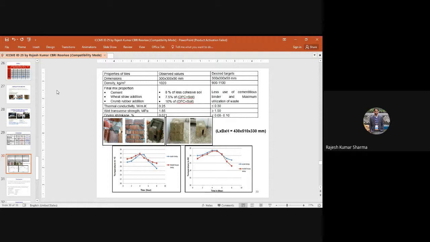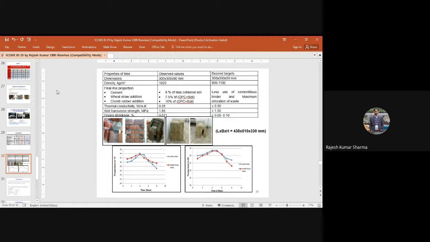This is the final mix proportion. We have used cement up to 8% of cohesionless soil. Wheat straw addition, that is for GA mix, 7.5% of OPC plus soil. Crumb rubber was added at up to 10% of OPC plus soil. By doing this, the K value was 0.25 watt per meter Kelvin, MOR value was 1.85 MPa, and drying shrinkage was 0.071%, which was in the range also.